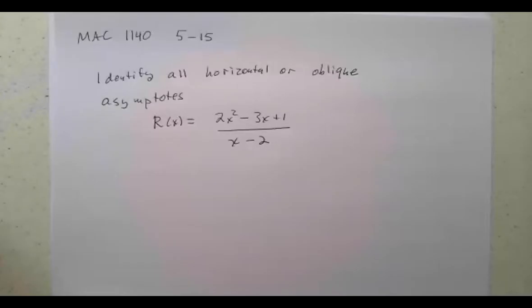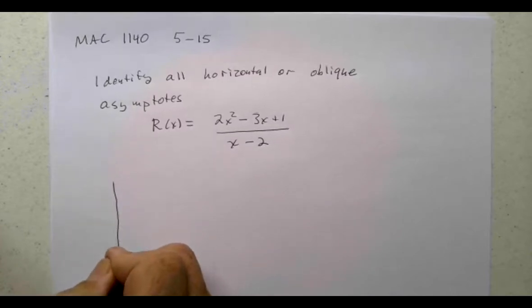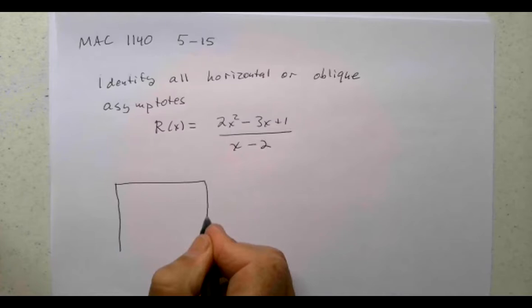You want to identify all the horizontal and oblique asymptotes for this rational function. R of x is 2x squared minus 3x plus 1 over x minus 2. Now, 2x squared minus 3x plus 1, is that factorable? We can try, and we can see if it factors.